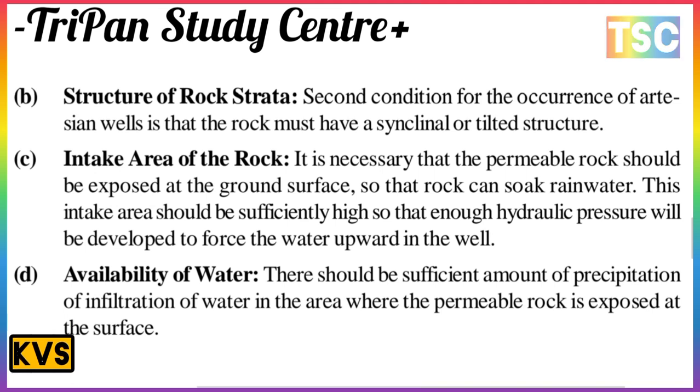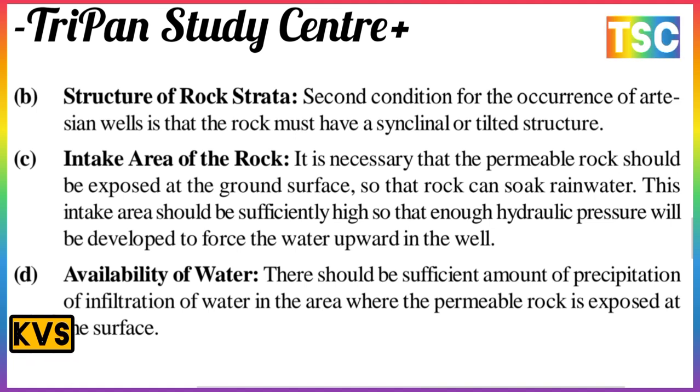The second condition for the occurrence of an artesian well is that the rock must have a synclinal or dilated structure. The next is the intake area of the rock. It is necessary that a permeable rock should be exposed at the ground surface so that the rock can absorb rainwater, and this intake area should be sufficiently high so that enough hydraulic pressure will be developed to force the water upward into the well. That is the most important, and also important here is the availability of water.